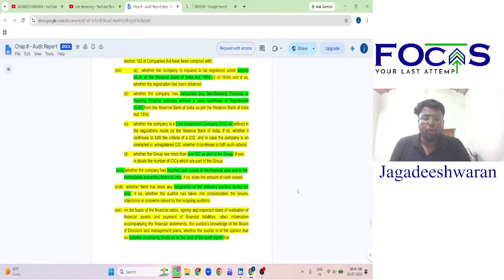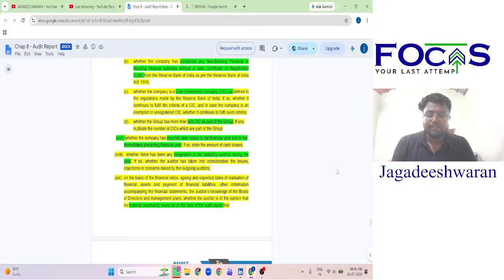And third point is whether the company is a core investment company, CIC, as defined in the regulations made by the Reserve Bank of India. So Reserve Bank of India made பண்ண regulations படி core investment company அப்படினு பார்க்கணும். If so, whether it continues to fulfill the criteria of CIC, and in case the company is an exempted or unregistered CIC, whether it continues to fulfill such exemption or unregistration conditions, அந்த conditions fulfill பண்றாங்களான்னு we need to see. So company வந்து CIC கம்பெனியான்னு பார்க்கணும். அப்புறம் இப்போவும் CIC conditions வந்து fulfill பண்றாங்களா, அதுக்கப்புறம் exempted or unregistered CIC அதுவும் continue பண்றாங்களான்னு we have to see.